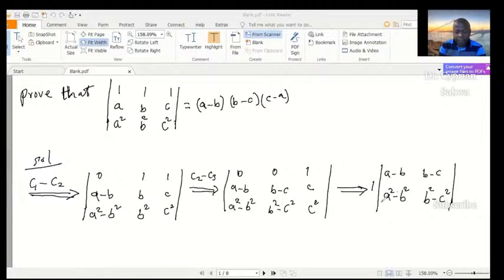This first bracket is A minus B multiplied by, no, this is B minus C, not A minus B. So it's B minus C multiplied by B plus C. And then minus, this one is B minus C multiplied by, we can factorize this one further. It will be A minus B multiplied by A plus B.